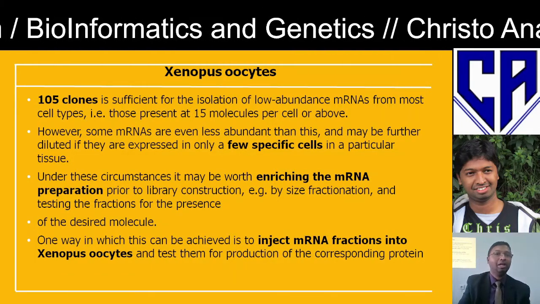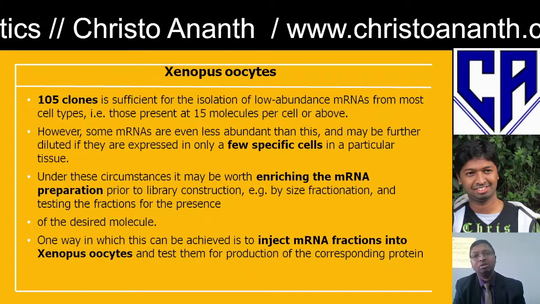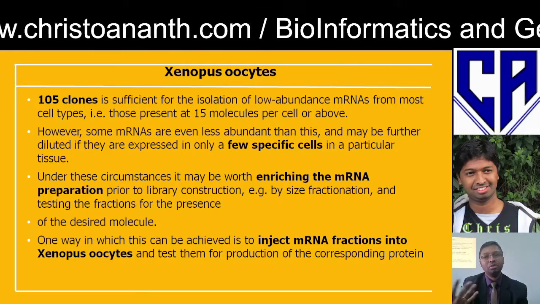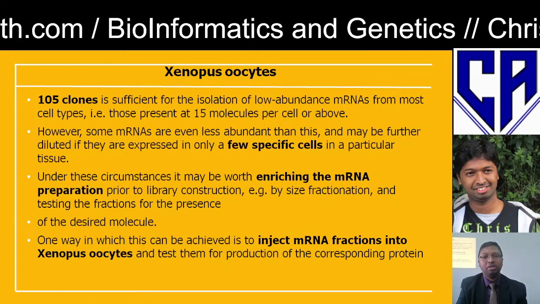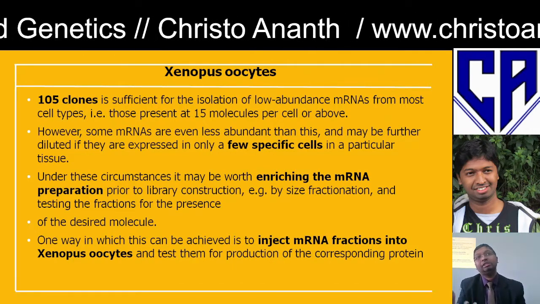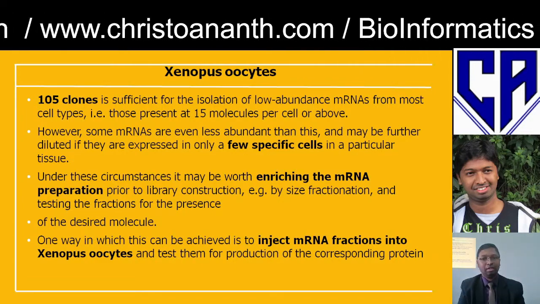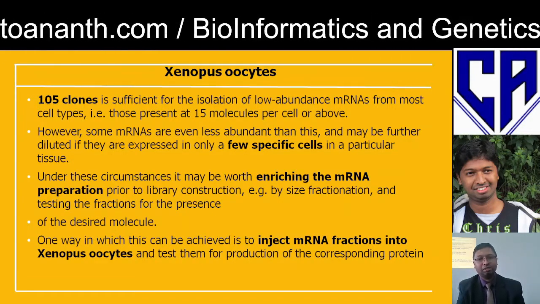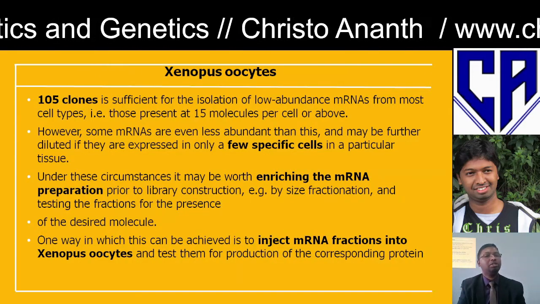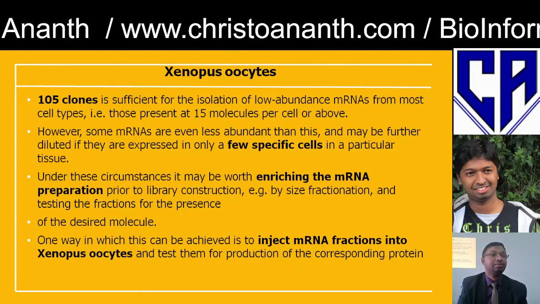That's also used for analyzing different clones, 105 clones in mRNA sequences. We were able to identify 15 molecules per cell, and for a few specific cells also we can do that. Whenever you prepare this mRNA, you can enrich the entire process, go with size fractionation, and test the fractions for the presence of the desired molecule. You can insert these mRNA fractions into Xenopus oocytes, split them up, and categorize the molecules that are associated.